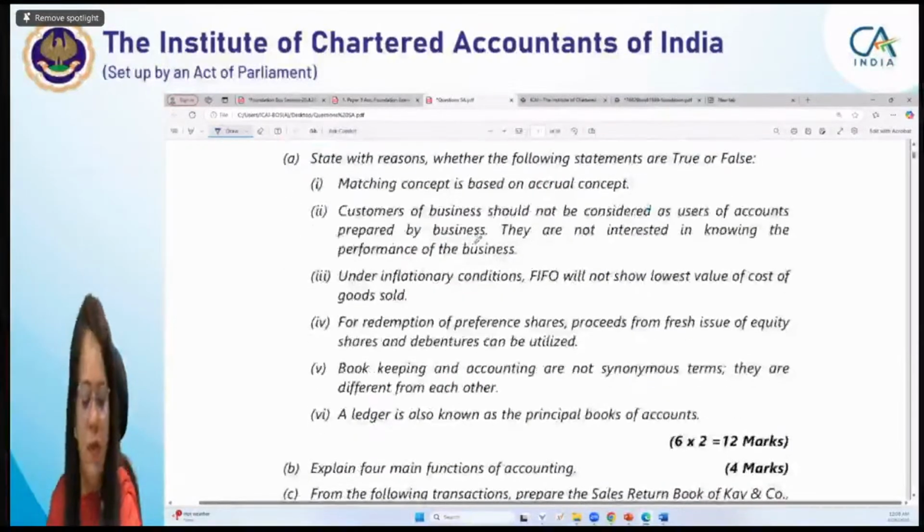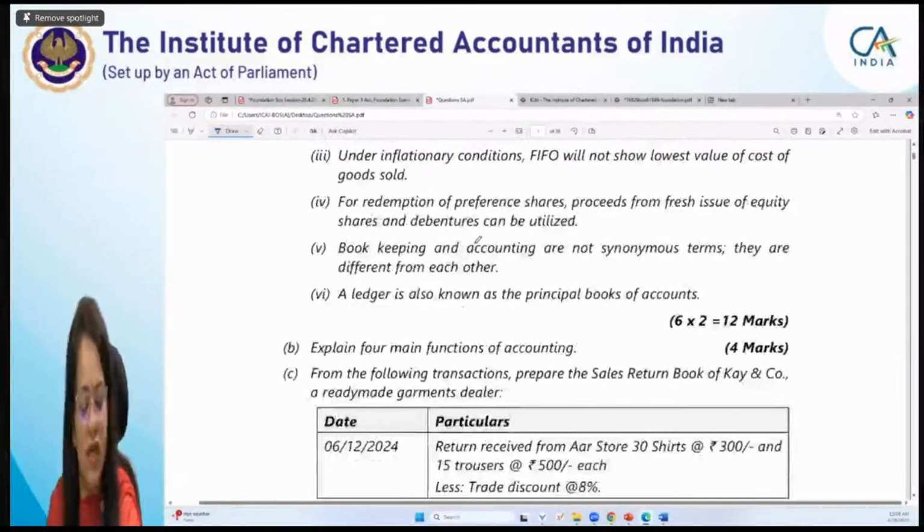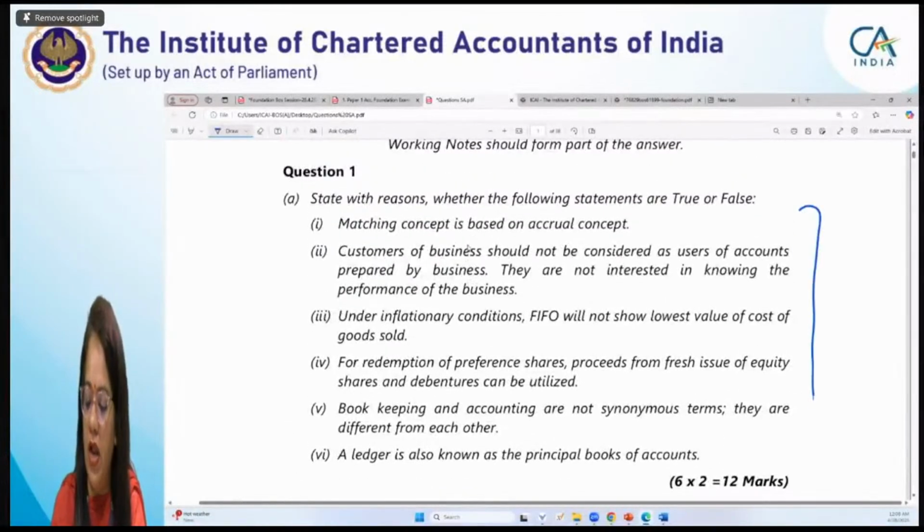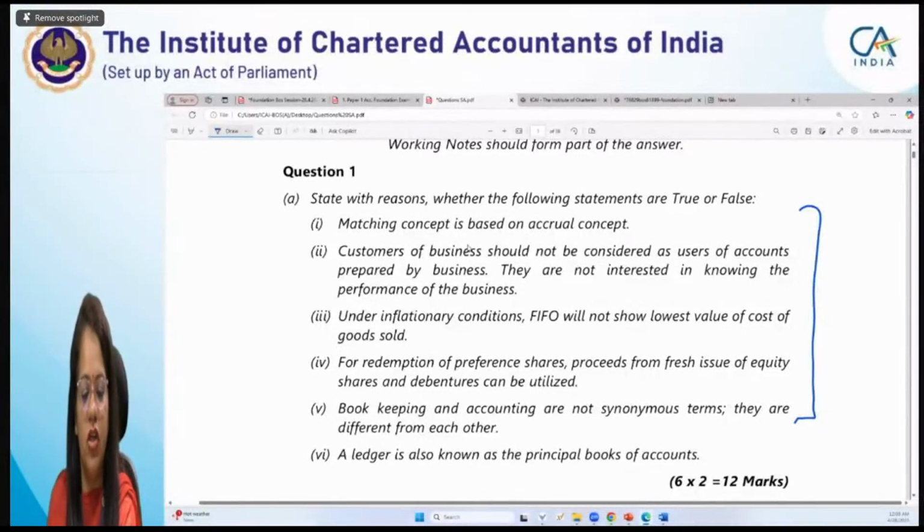It is a very simple paper. If you have prepared well once, it will be a very simple paper. See, here we have 6 true and false questions. Easiest question. Question number 1, which is compulsory, 6 true and false questions. In 6 true and false questions, that doesn't mean you only have to write true, false, true, false. You have to give a reason also.